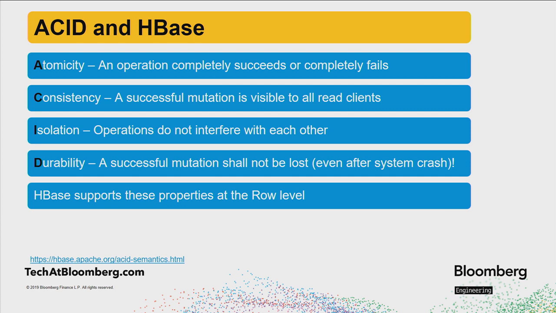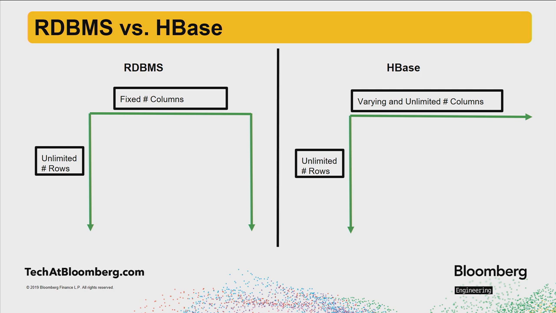In the next few slides, I'm going to show some illustrations which will highlight what I have talked about so far. If you look at this picture, the RDBMS has a fixed number of columns. But on the HBase side, you have an unlimited number of rows and a varying and unlimited number of columns. And it's not only varying and unlimited columns; in fact, each row can have a distinct set of columns. That in itself is huge.